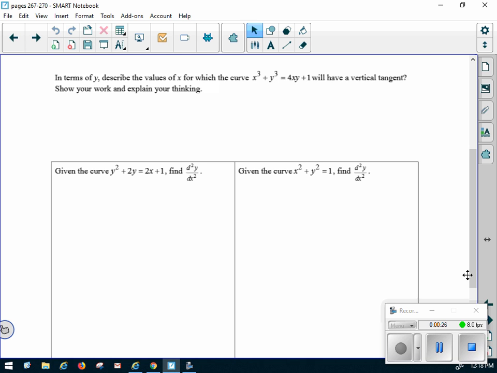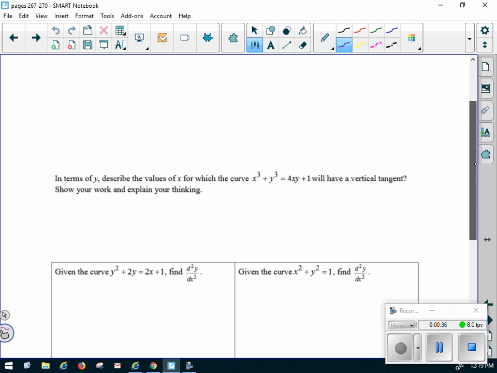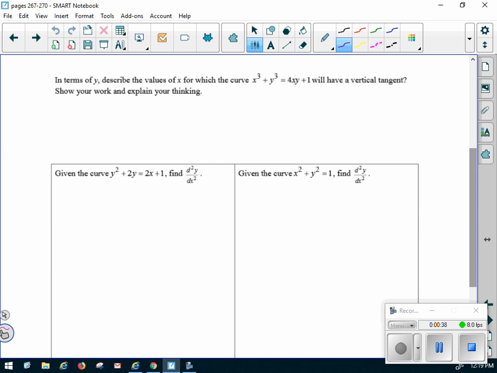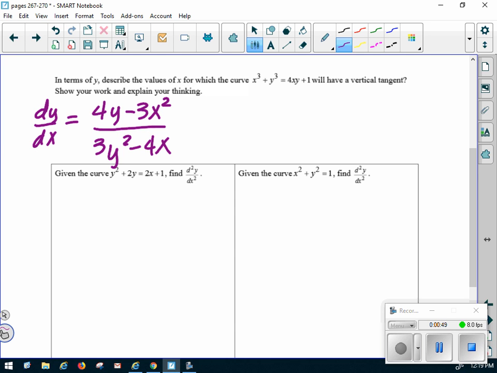All right, so let's take the derivative. Have we done part of it? Is this for the same problem? Yeah. So tell me what the derivative was again. dy/dx equals minus 3x squared over 3y squared minus 4x. And it says in terms of y, find x. So that denominator has to be 0, correct?